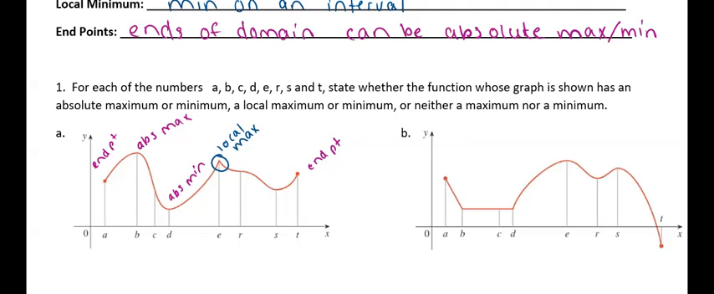Now we have to remember the absolute max and min can also be a local max and min. So we already labeled this one, so let's label it again. It would be labeled as a local maximum and as the absolute maximum. This endpoint right here, we don't know what would happen over to the other side. So it cannot be a local max or a min because it's an endpoint. So this would be a neither.